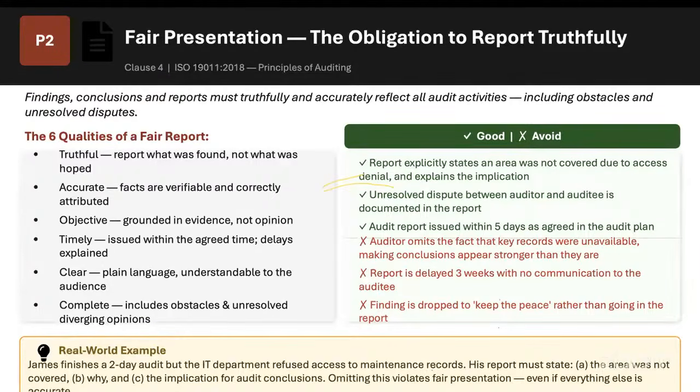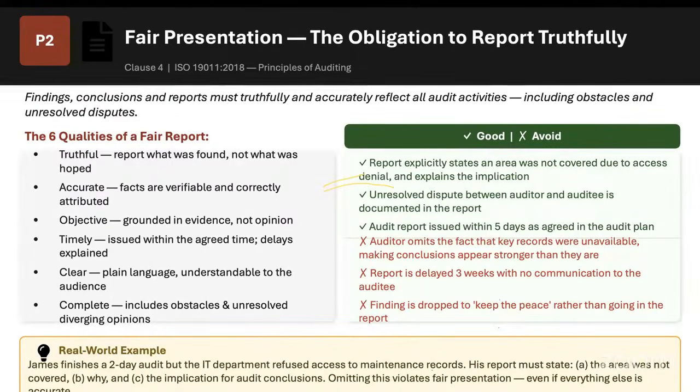Example, say James finishes a 2-day audit, but the IT department refuses access to maintenance records. His report must state the following: A, the area was not covered. B, why. And C, the implication for the audit conclusion. Omitting this violates fair presentation, even if everything else is accurate.